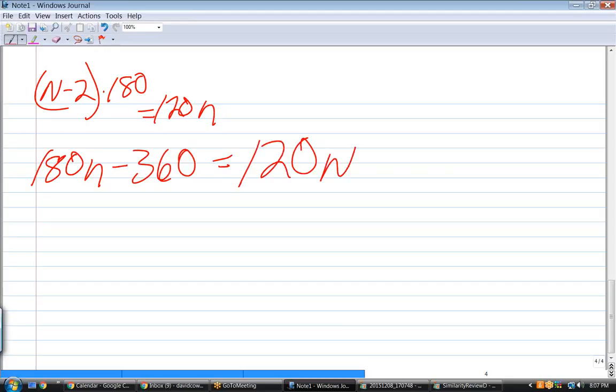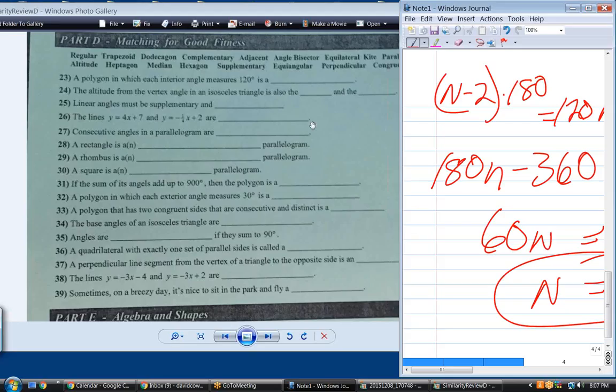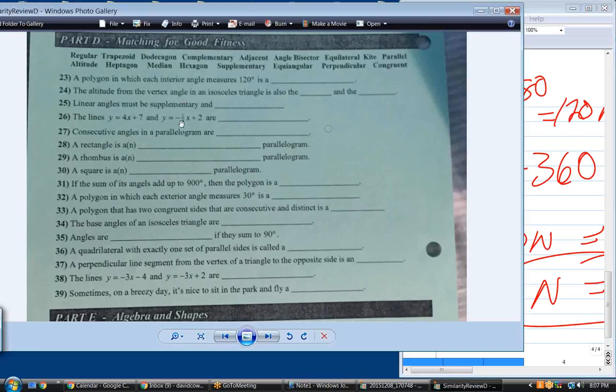Now I can gather my n's together. I'm going to bring this 120 n over to here, leaving 60 n. I'm going to take the 360 over there. Now I can solve for n. It's a six-sided figure. So, oh, the hexagon. Yeah, a hexagon, yeah.